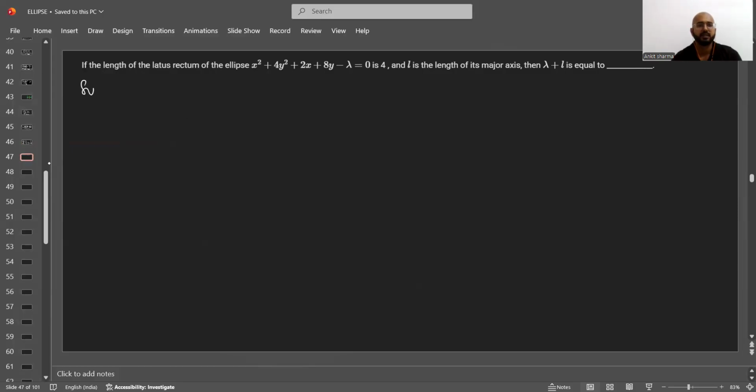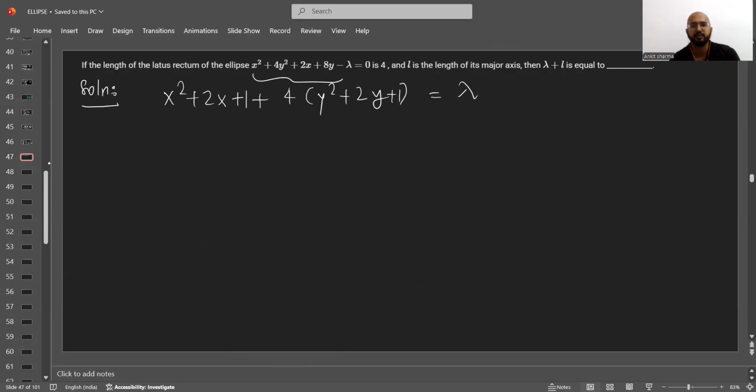Now coming to this one. The length of latus rectum of this ellipse is 4 and L is the length of its major axis. Then lambda plus L is equal to what? So this ellipse is not in the standard form. So we'll write down here x square plus 2x plus, we'll take 4 common, y square plus 2y, and we'll send the remaining things there. So this is lambda, add 1 here and add 1 here. So we have added 5, so we'll add 5 here. Now this is (x plus 1) square plus 4 times (y plus 1) square is equal to lambda plus 5.